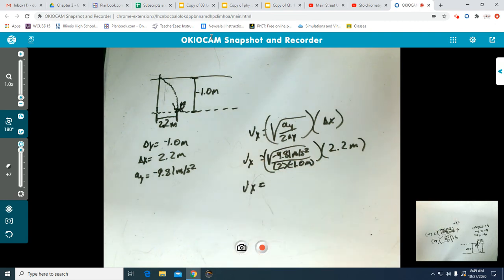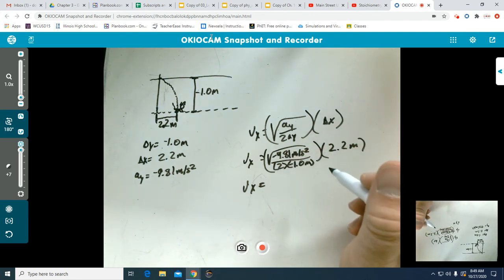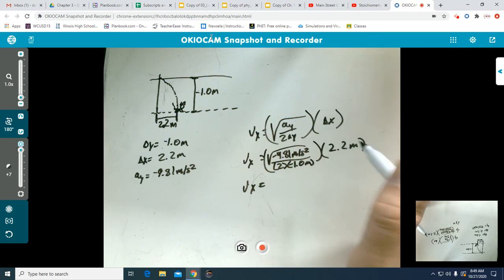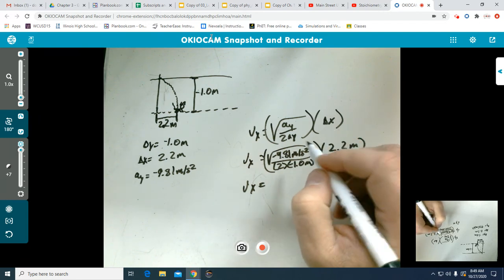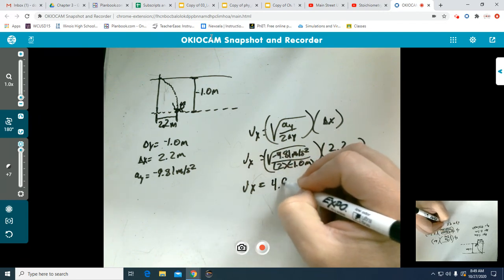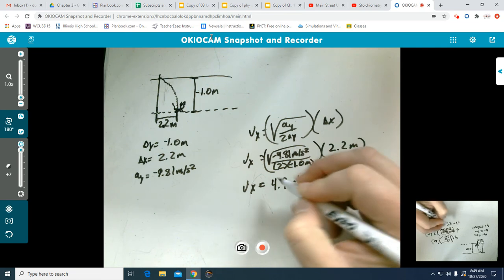So again, if you want to pause your video and solve this on your own, go right ahead. In the next few seconds, I will go ahead and give you the answer. Once you have plugged all this into your calculator, you should get an answer of 4.9 meters per second.